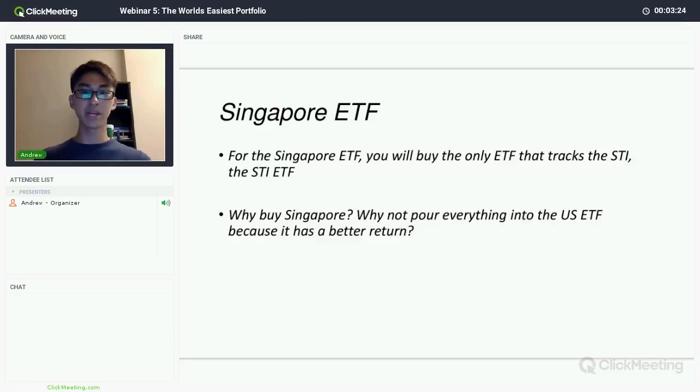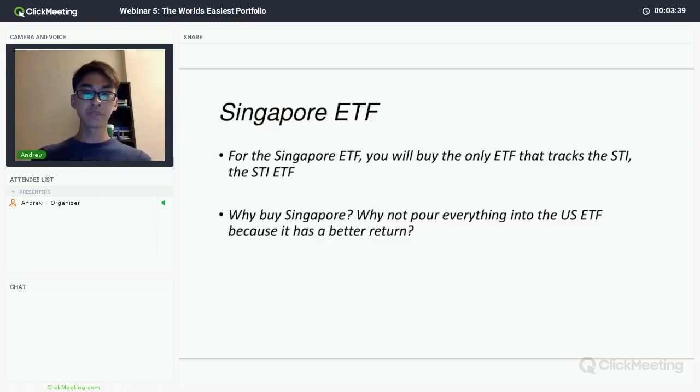For the Singapore ETF, you will buy the only ETF that exists now that tracks the STI, which is the STI ETF, which I mentioned before in the previous webinar. So why buy Singapore? Why not pour everything into the US ETF? Because it has a better return. And the US ETF does have a better return.